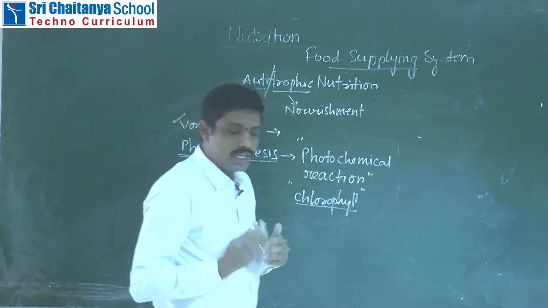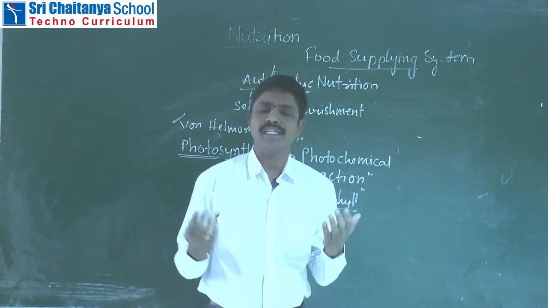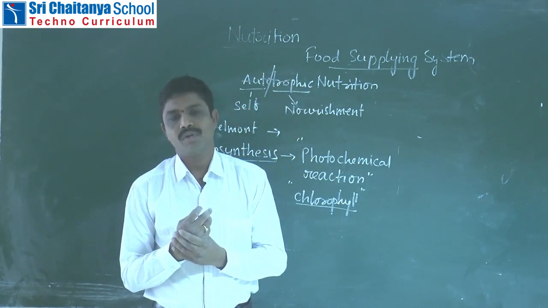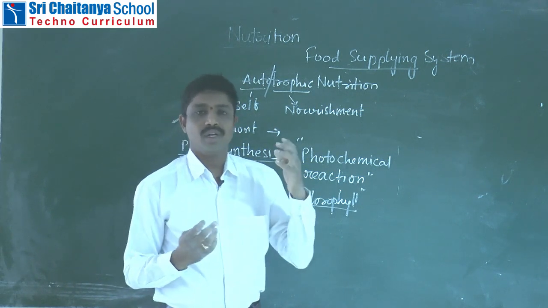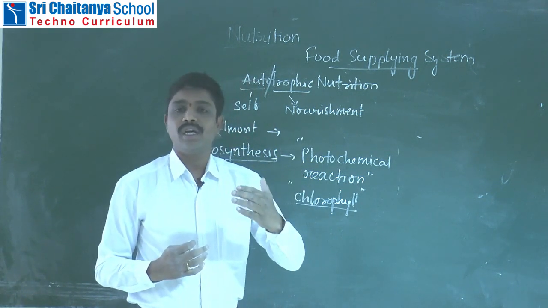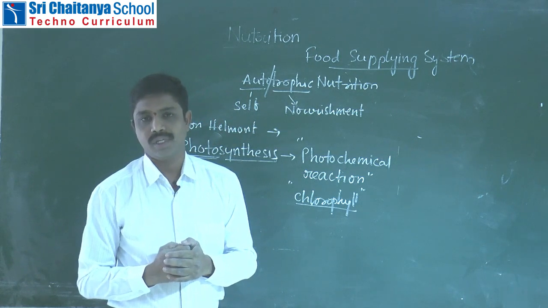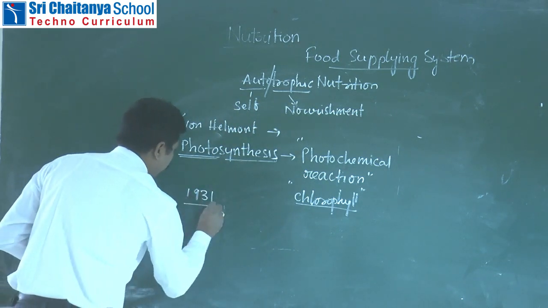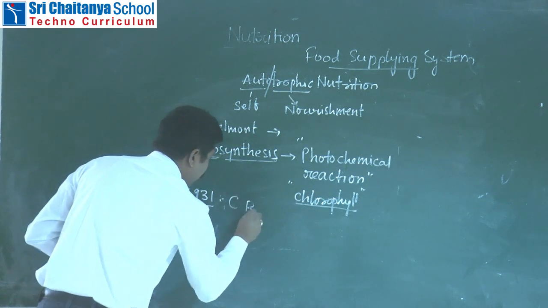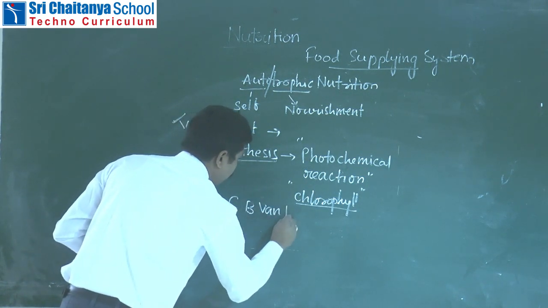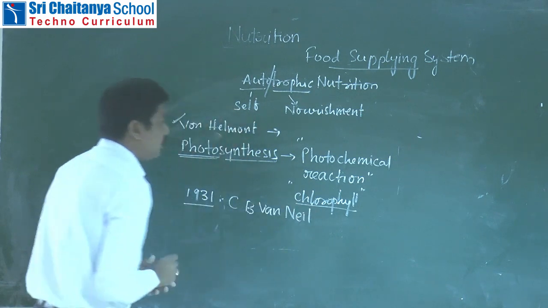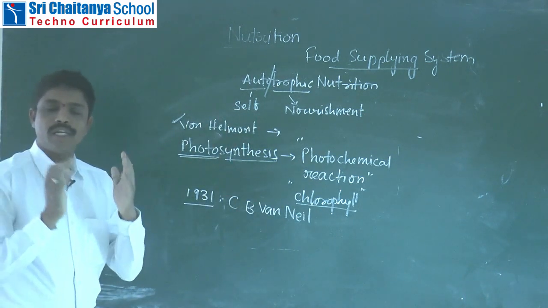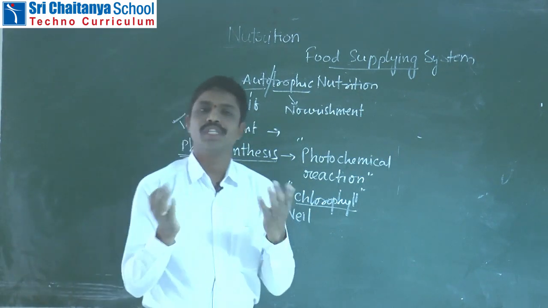Many scientists conducted several experiments on photosynthesis, and they tried to formulate the equation for photosynthesis. In the year 1931, C.B. Van Niel formulated the first equation for photosynthesis.